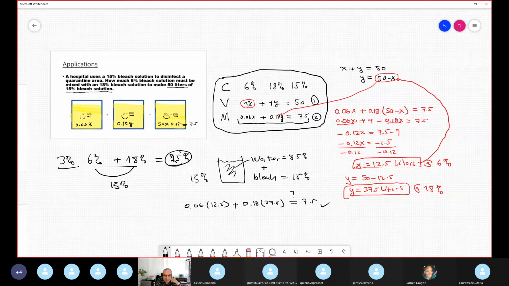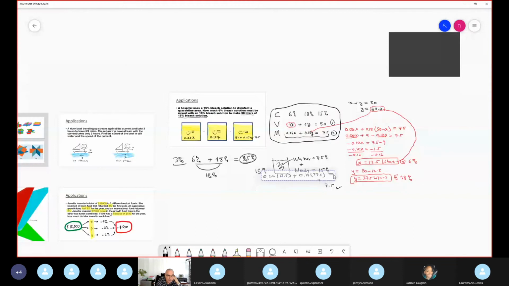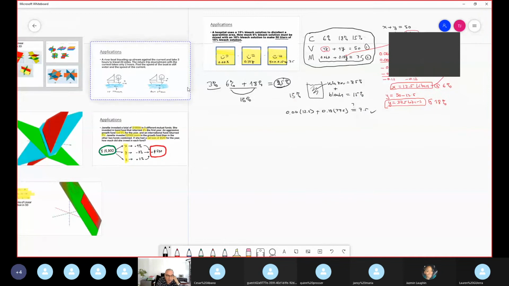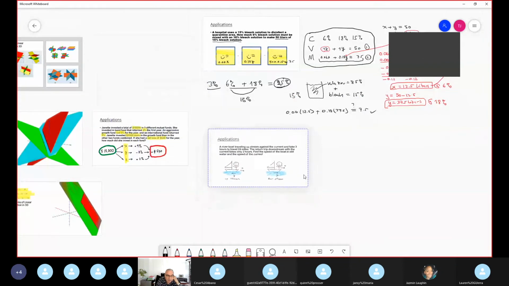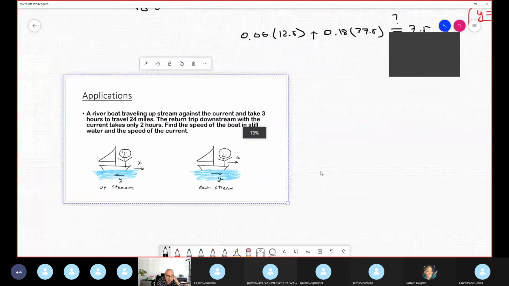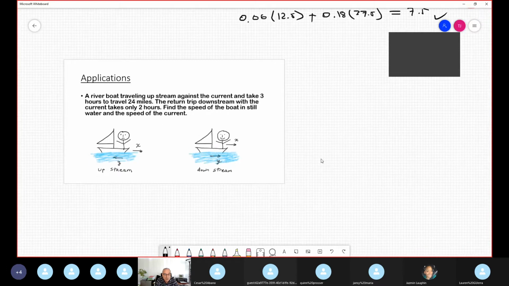One more problem in 2D, in 2 dimensions. Wow. Okay, one more problem in 2 dimensions. This problem is funny. Look. Okay. A river boat traveling upstream.